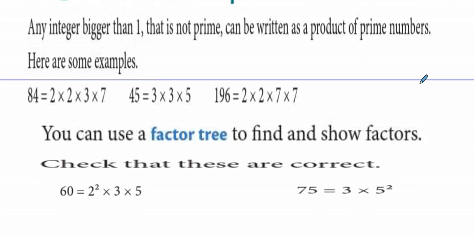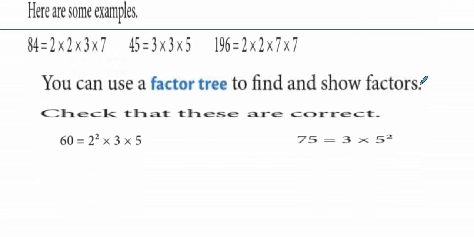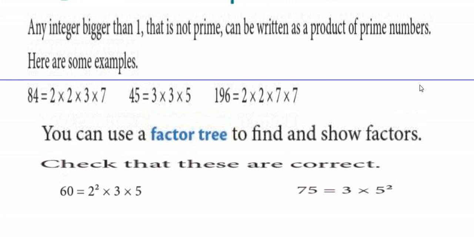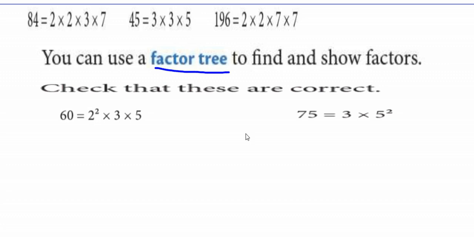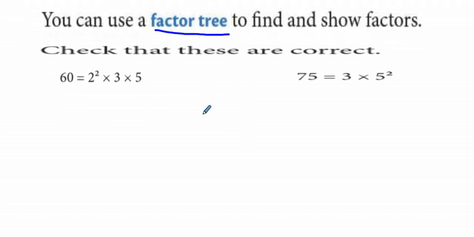Okay, what do we do here? This has been explained earlier on how to find LCM by using a factor tree, so you don't have to waste your time, but there is a remark here. Check that these are correct. You have 60 equals 2 power 2 times 3 times 5, and 75 equals 3 times 5 power 2. Now we want to check if they are correct.